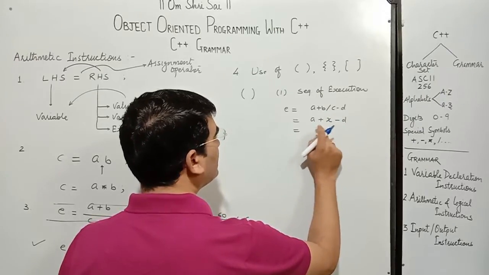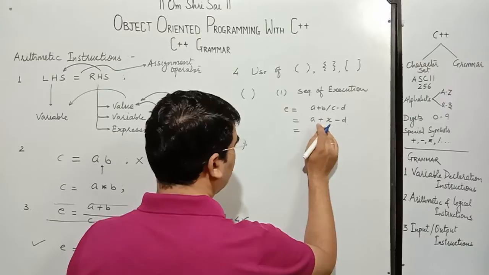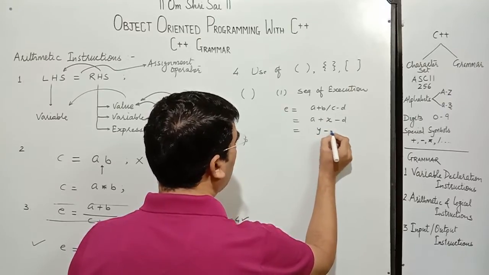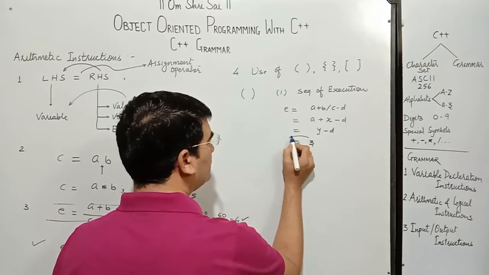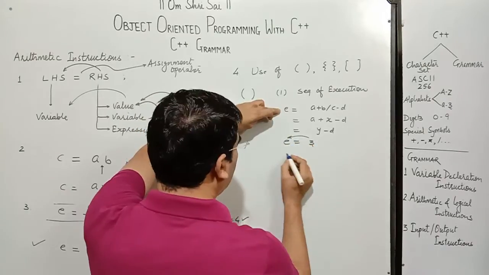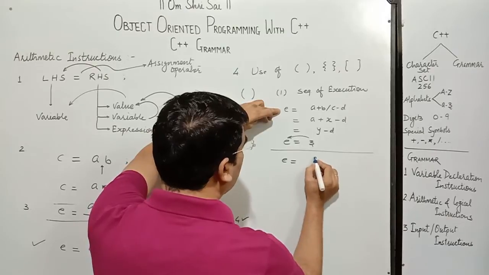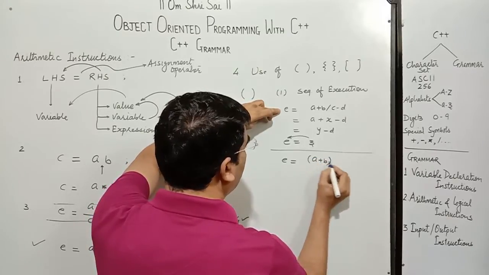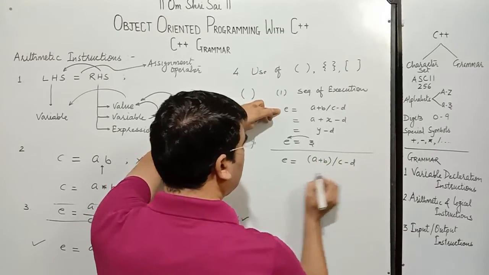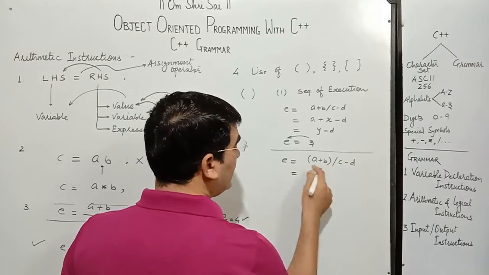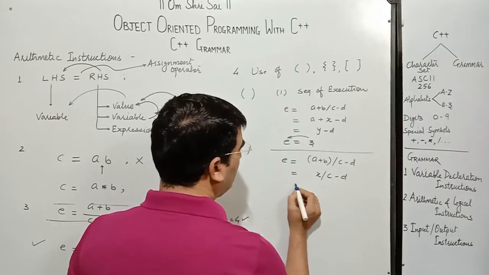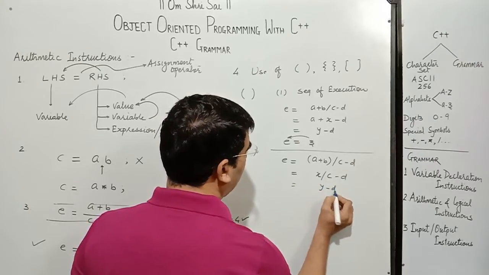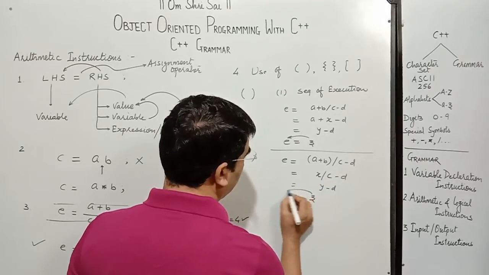In the expression, the precedence of plus and minus is the same. First plus will be executed. Let's say we'll get Y minus D, and then the quantity Z will be there, and this will be initialized to the variable E. In this expression, E is equal to (A plus B) divided by C minus D, A plus B will be solved first, the sequence has changed. Here the quantity X will be obtained, divided by C minus D. Now the quantity Y will be there, and then a quantity Z which will be initialized to the variable E.